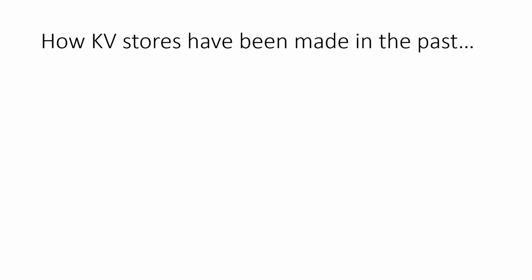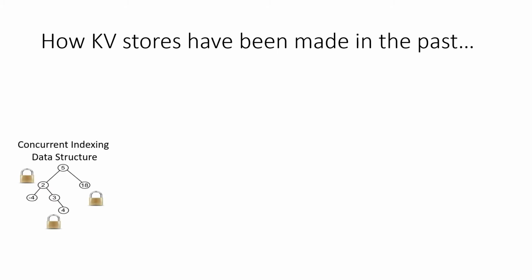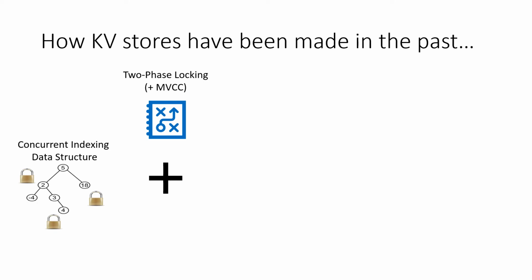A PTM can be used to create a key-value store or database engine. Before we explain how this is done, let's take a look at how key-value stores and database engines are typically made nowadays. We would take a concurrent indexing data structure for high scalability. Typically this would be an LSM tree, sometimes a skip list, and on top of that, we would add two-phase locking or multi-version concurrency control to handle the concurrent access on the records.